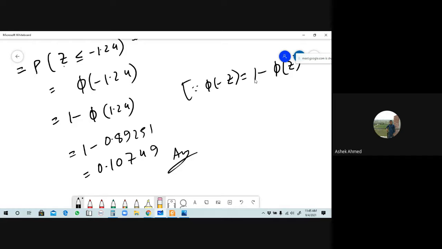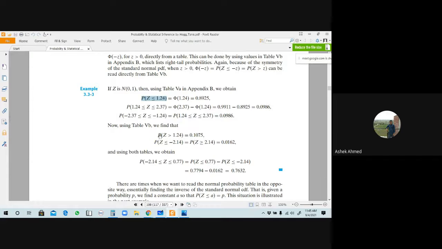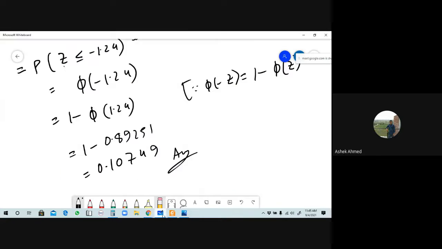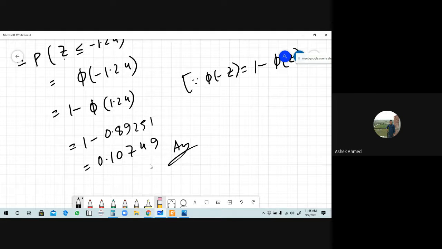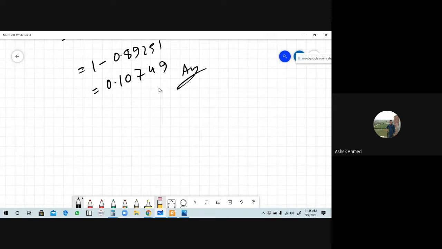But in your problem, if you take this result up to 4 decimal places, it will be 0.1075. Is it right? But here it is also 0.10749. If you take 4 decimal places, then it would be 75, right? Yes, sir. So both are correct here. Okay, do you understand how to do it?